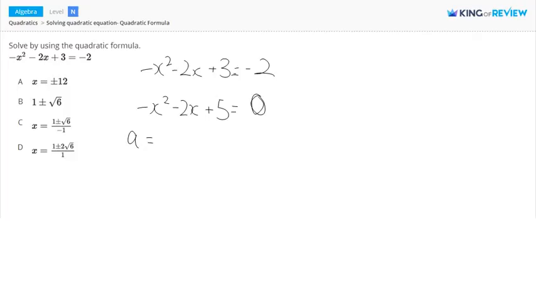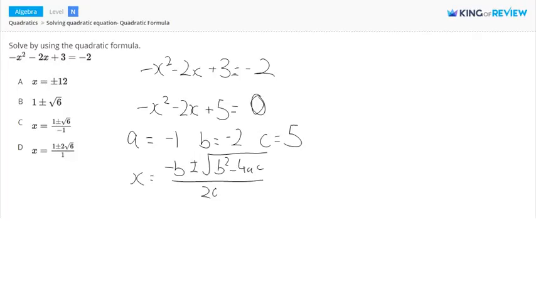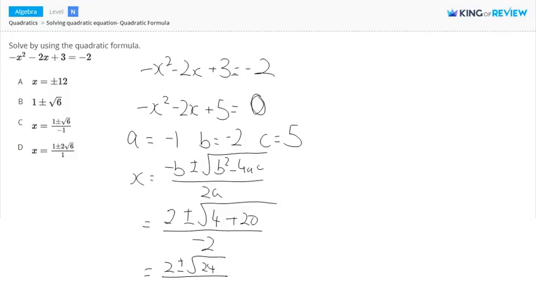So our a value is -1, our b value is -2, and our c value is 5. And the quadratic formula says -b plus or minus square root of b squared minus 4ac, divided by 2a. Well, -b, the negative of -2, is 2, plus or minus the square root of -2 squared, so that's 4, minus 4 times -1, which is a positive 4, times 5, which is positive 20, divided by 2 times a, which is -1, so that's -2. So this turns into 2 plus or minus the square root of 24 divided by -2.